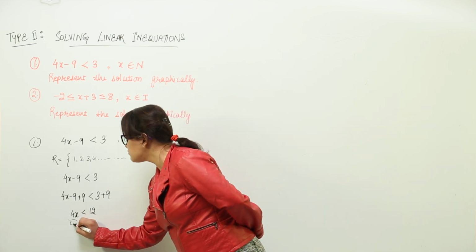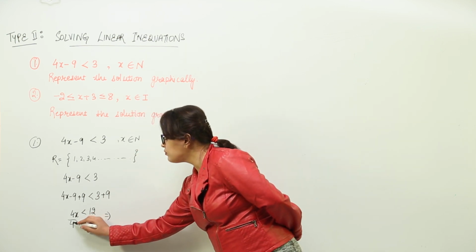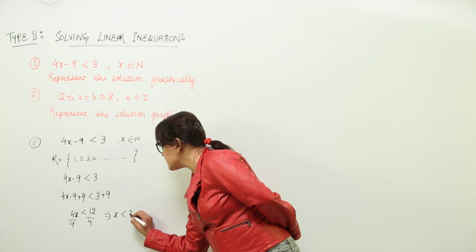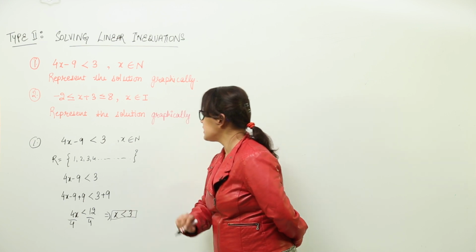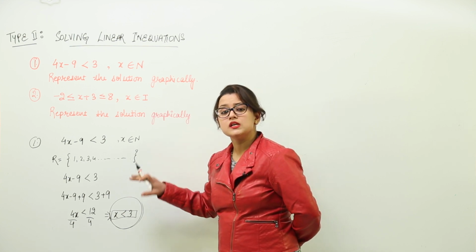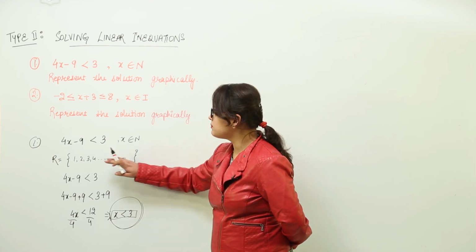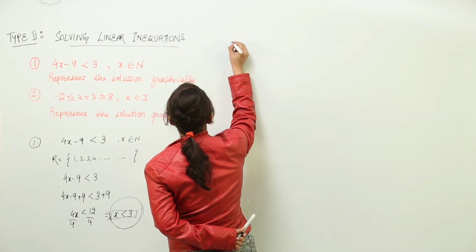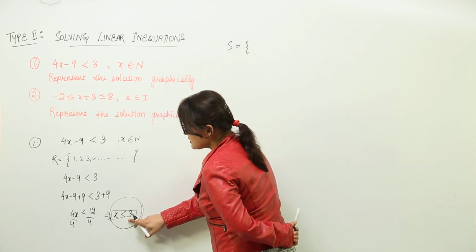On dividing both sides by 4, the 4 and 4 get cancelled. We are left with x less than 4, and 12 simplifies to 3, so x is less than 3. Now this is the solution for this linear inequation. That means the solution set will include all the values that x represents, and those values should be picked from the replacement set only. So the solution set for this one would have the values of x less than 3.